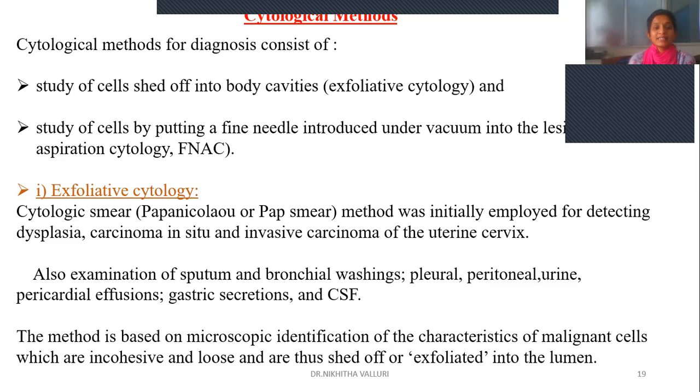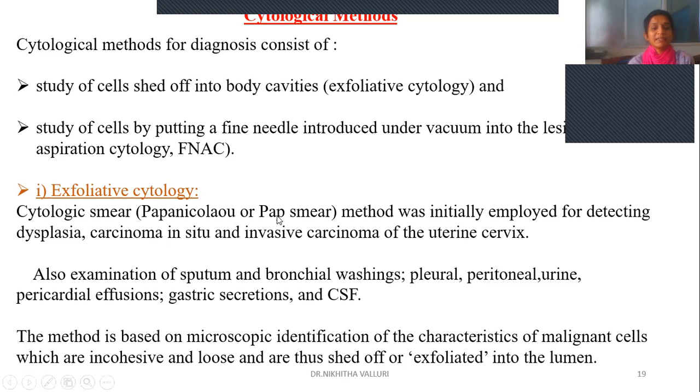And then FNAC, that is fine needle aspiration cytology. A small fine needle will be inserted into the tissue where we are going to conduct this test, and under vacuum it will collect some small cells as it does the aspiration. So when we insert this needle, because of the vacuum, a piece of the tissue will be collected. That we call FNAC.